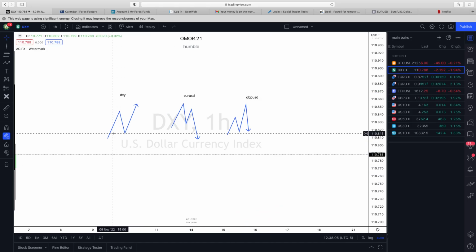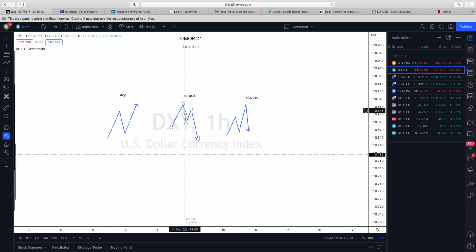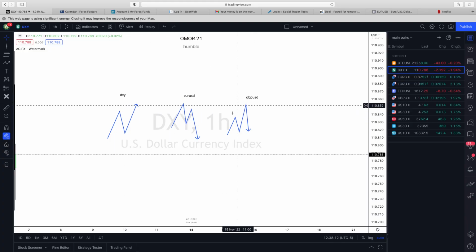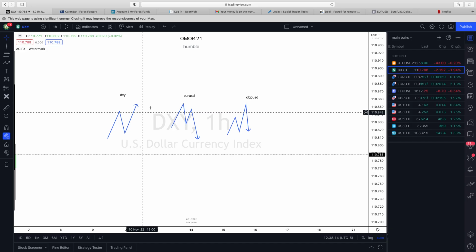You're looking at the DXY. The DXY is always telling you where these two pairs look. You're not looking at this and then the DXY. This is the order I usually look at it in, right? The DXY, then Euro, then pound.